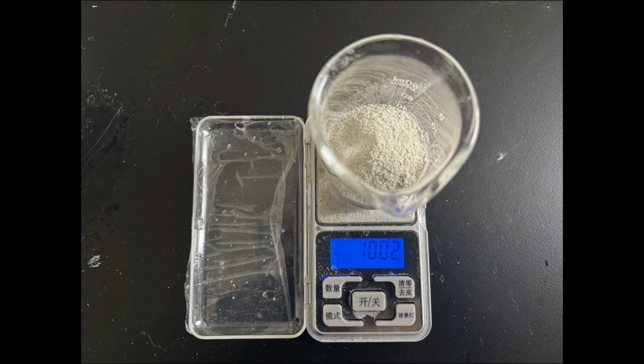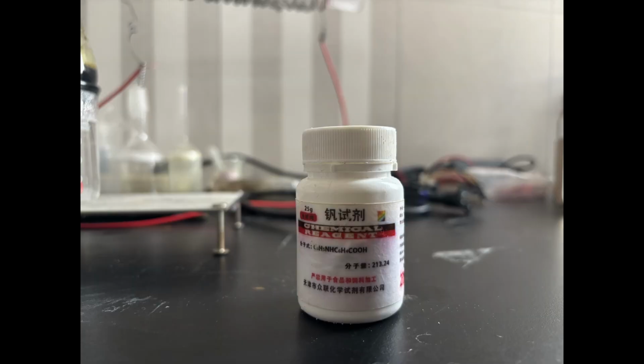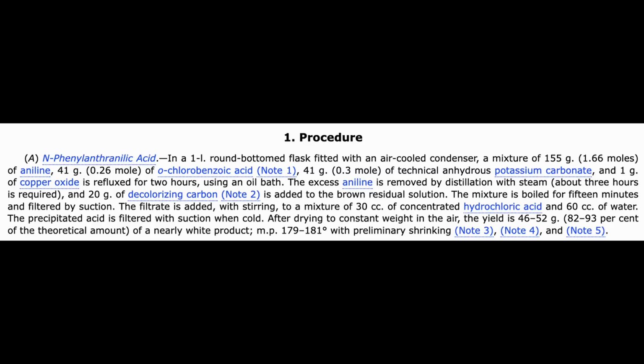For the first reaction, I weigh out 10 grams of N-phenylanthranilic acid, also known as phenamic acid. The compound is noted for being used in quantitative determination of vanadium, and can be prepared from o-chlorobenzoic acid and aniline by an organic synthesis procedure.